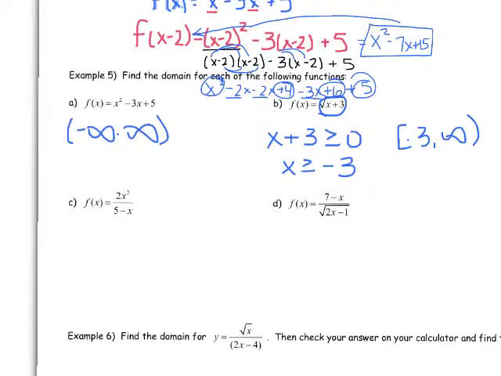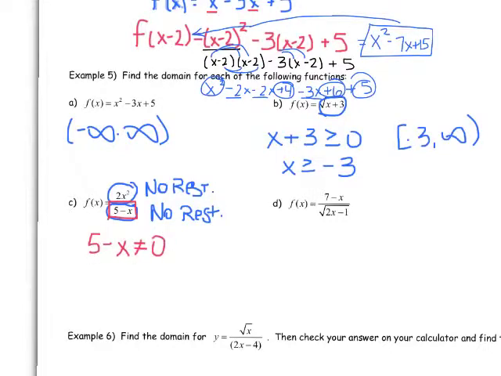C. Now, C is one we haven't really done yet. If you look at 2x squared, that's just a polynomial. There's no restriction there. And then 5 minus x, that's also no restriction. So far I have all real numbers. But then I remember, when you have something in the denominator, denominators aren't allowed to equal 0. So the only restriction is that 5 minus x can't be 0. So if you solve for x, you're saying 5 cannot be x. So choose anything else but 5.